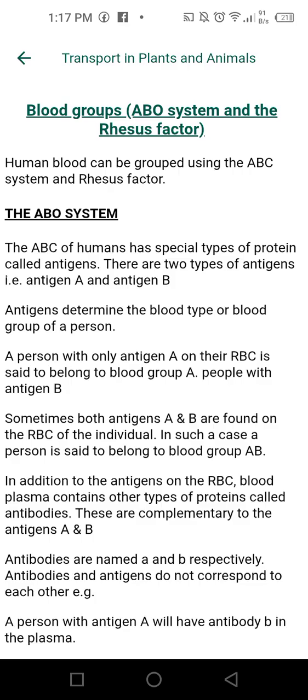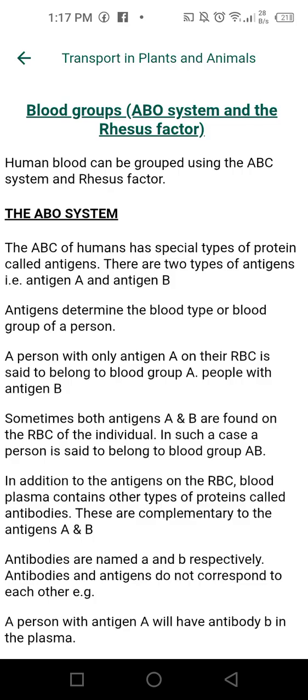A person with only antigen A on their RBC is said to belong to blood group A. People with antigen B belong to blood group B. Sometimes both antigens A and B are found on the RBC of the individual. In such a case, a person is said to belong to blood group AB.